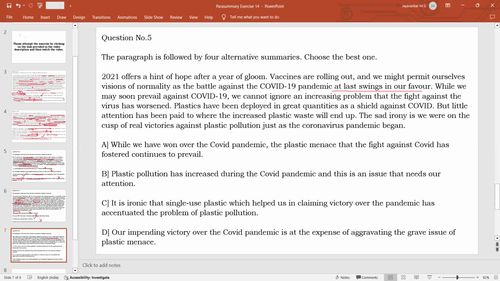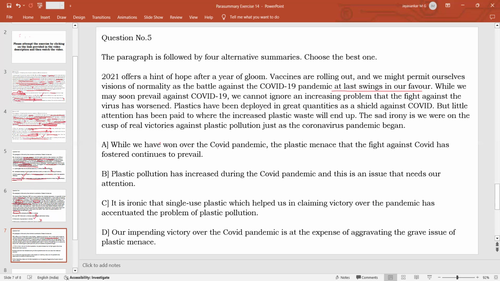In the beginning, the COVID pandemic was against us because there was no vaccine. Now vaccines have been rolled out, so the pandemic is going to be defeated. This is the meaning. While we will soon prevail in the campaign, we cannot ignore an increasing problem. What is the problem? Because of this COVID fight, another problem has worsened. What is that problem? Plastics. Plastics have been deployed in great quantities as a shield against COVID. As a result, a lot of plastic waste is going to be generated, and there is no proper attention on how this plastic waste is going to be recycled or disposed of. So that is the increasing problem.